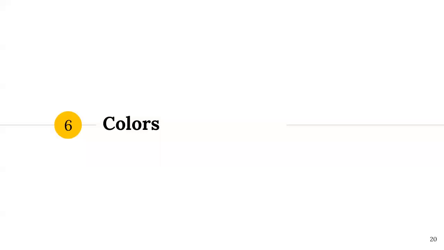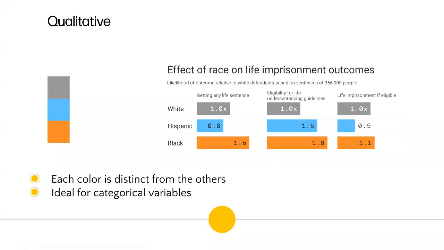Next, we're going to talk about colors. So for qualitative data, you can see right here, we have a categorical variable representing 3 different, I guess, races, yeah. And you can see that each color is distinct from the other, so it makes it clear that these 3 are different. And like we said, it's ideal for categorical variables.